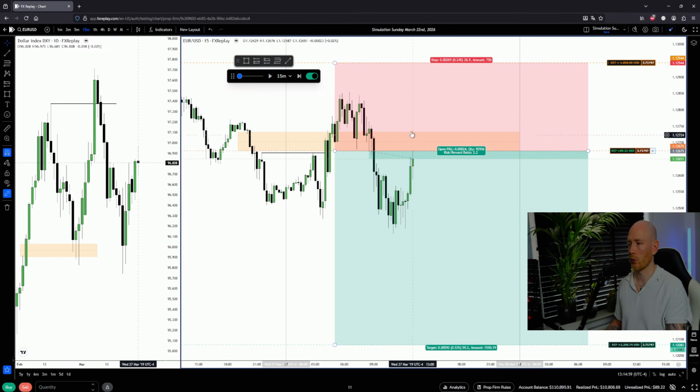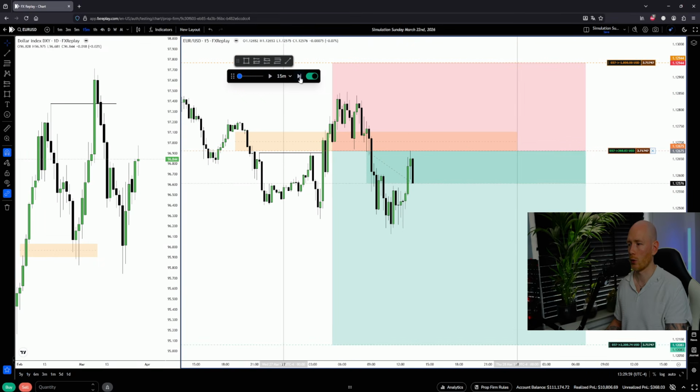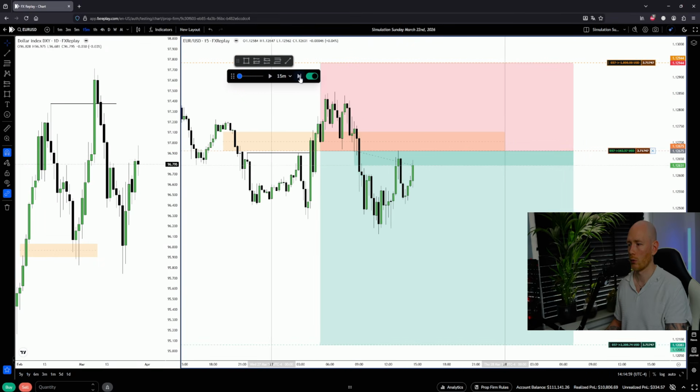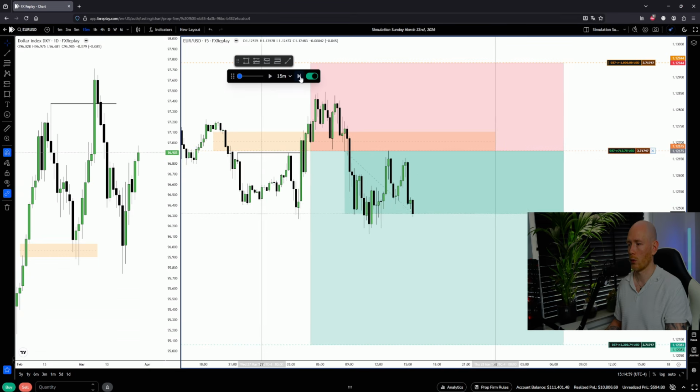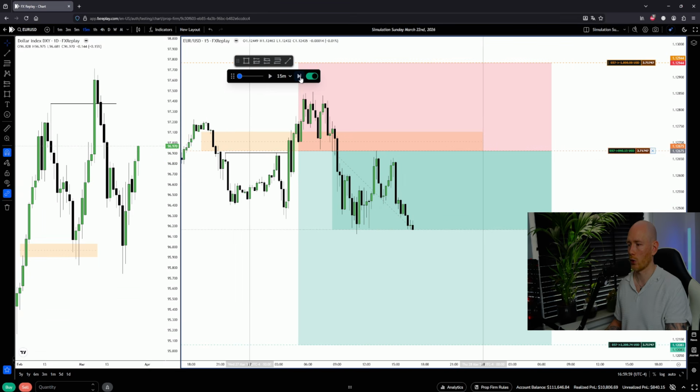Let's see what happens if the 15 minutes starts to close above here. I'm just gonna exit early. Okay. Okay. Looks like consolidation, which is actually good for me.